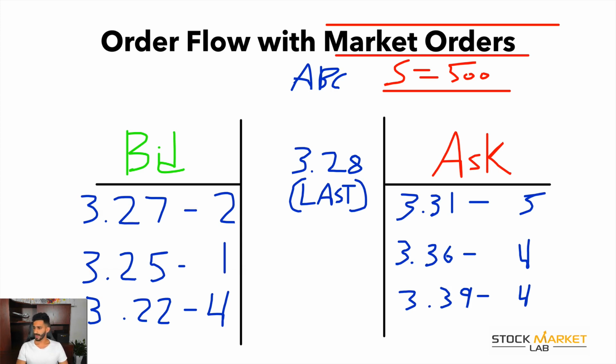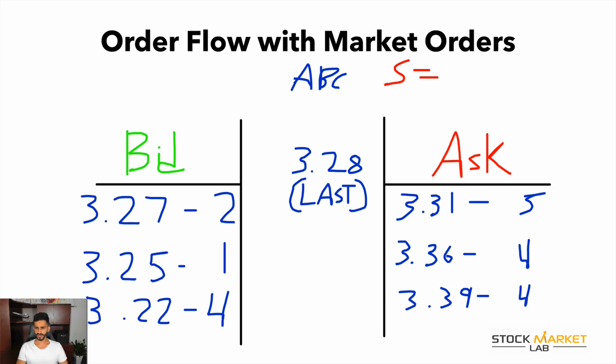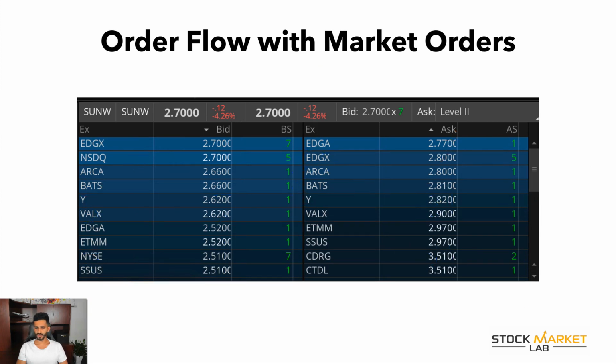Okay, now this is how level 2 looks, as I mentioned. So this is me drawing level 2 out, but this is level 2 on its own. This right here is level 2. This is how it looks. So you guys can see we're looking at stock Sunworks, SUNW. The last price right now is 2.7, right? The bid represents the buyers, the ask represents the sellers. You can see there's a 7-cent spread.